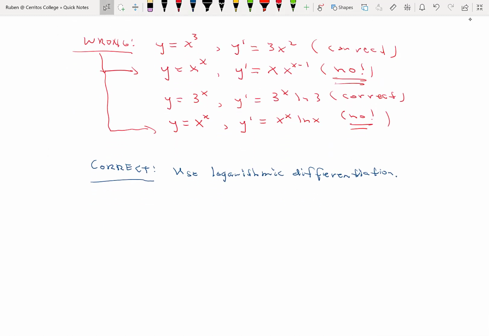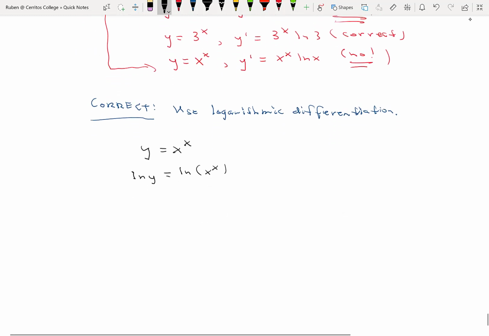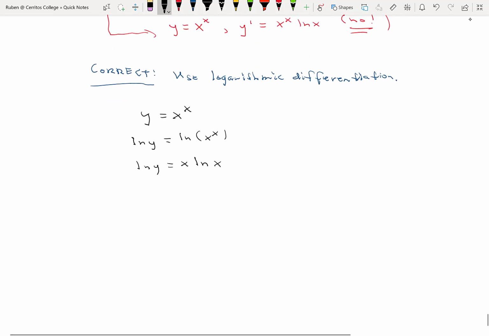Okay, so let's do it. Here, if y equals x to the x, take the natural logarithm of both sides, and we get the natural log of y equals the natural log of x to the x. And here's the next step, which is why we're using logarithmic differentiation. That exponent in x to the x can now be brought down as a coefficient using the third of the three big properties of logarithms. And now we can take the derivative of both sides without having to worry about the exponent being a variable anymore. So let's do that.